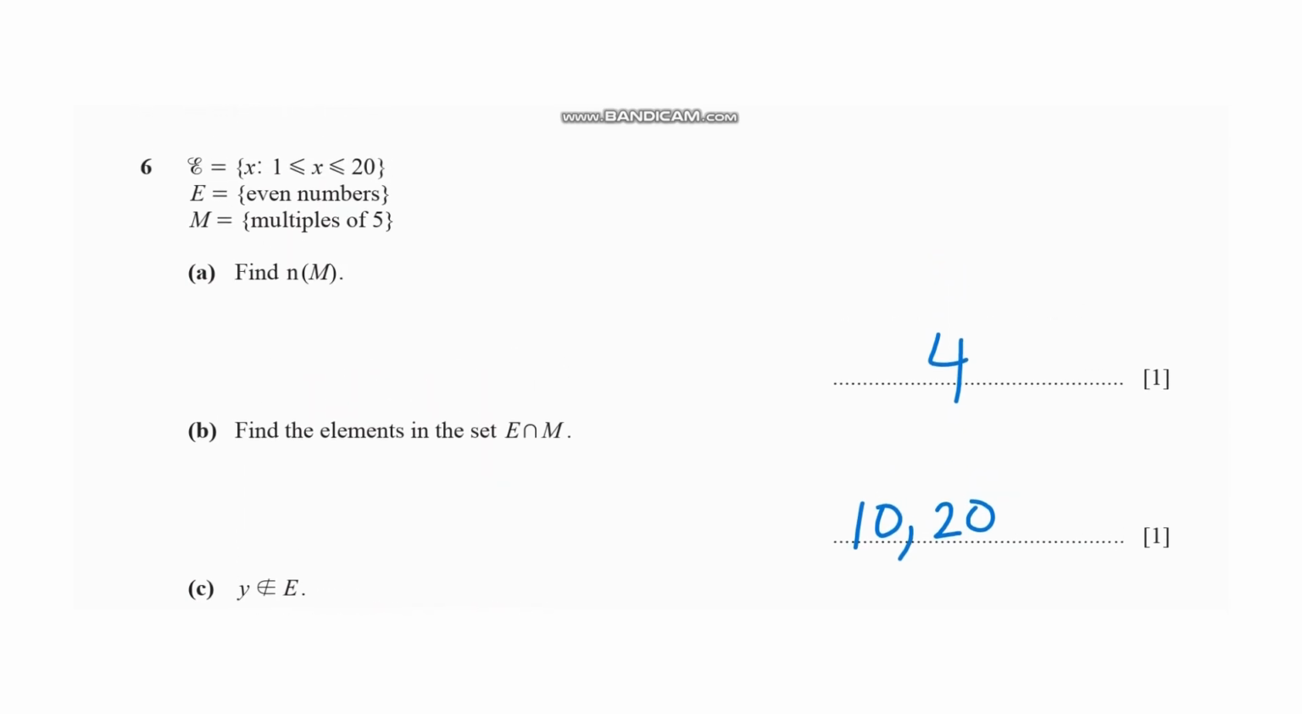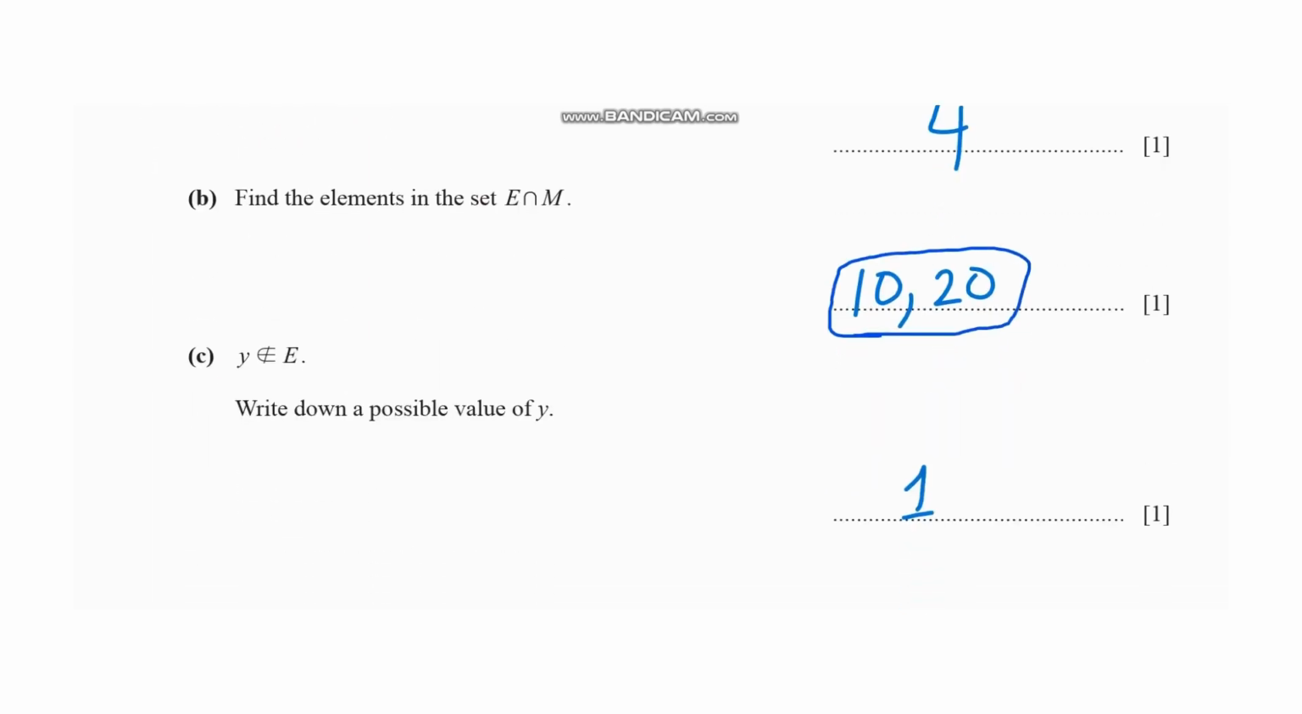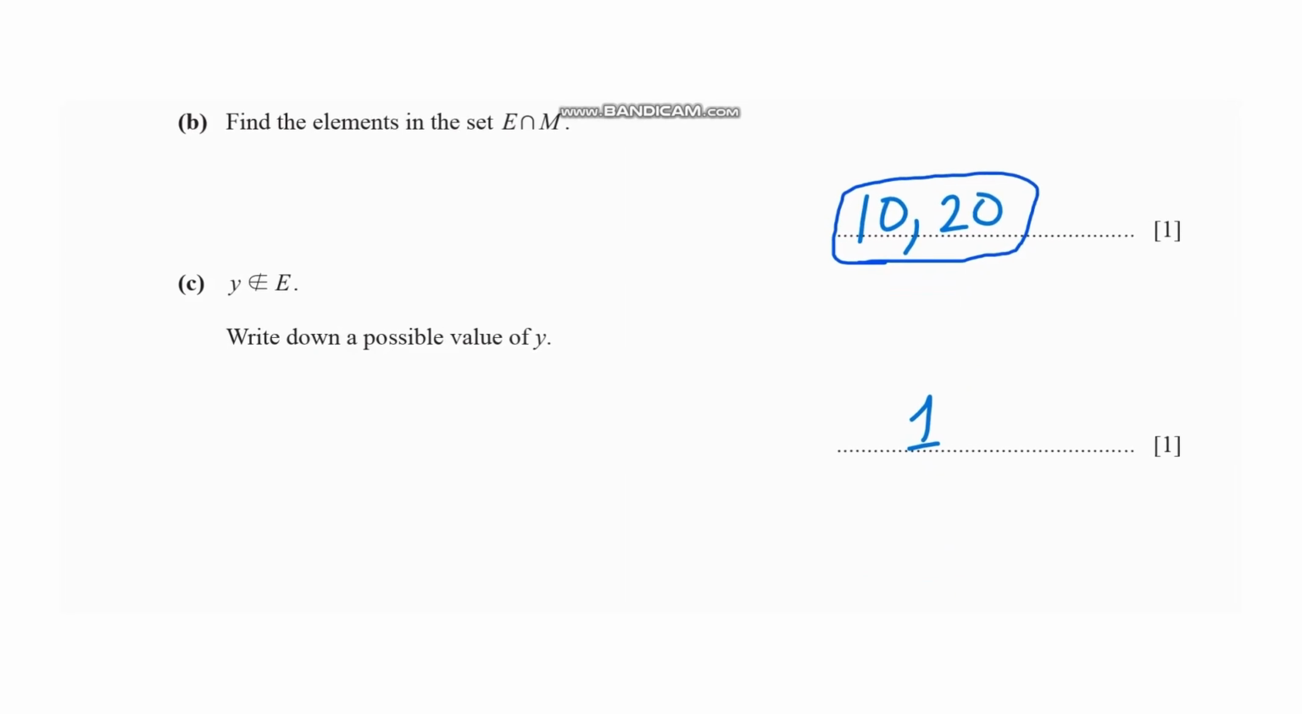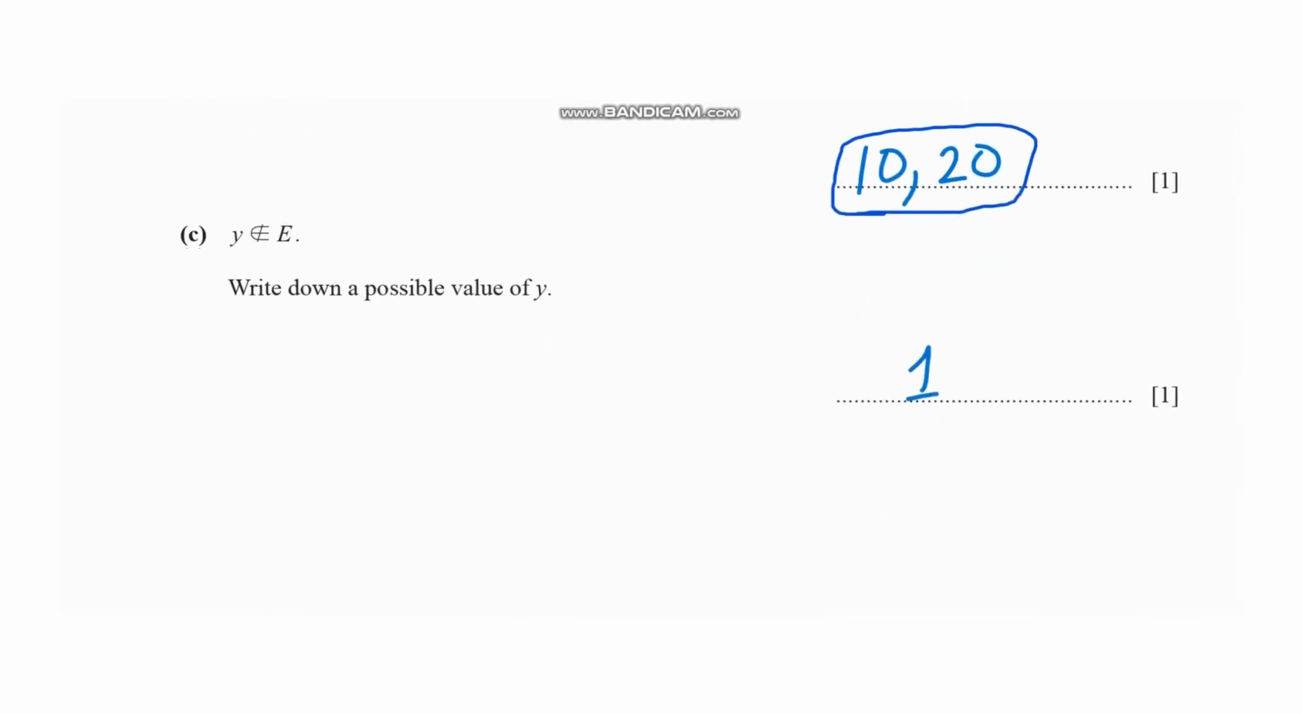So E and M. So what are those numbers? Multiples of 5 are 5, 10, 15 and 20. Whereas even numbers which are multiples of 5 are 10 and 20. So the two elements are 10 and 20, which is written over here, and this will be the final answer. Then part C states y is not included in E. So what is not included in E, which is 1, because that's the smallest value which is not an even number. So 1 will be the answer.